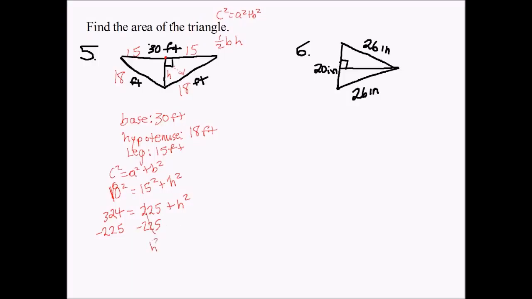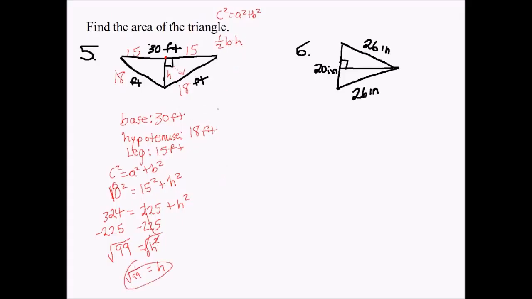I always want to see you cross things out because it makes things a little easier. And then you're going to have here 99. So that means that the square root of 99 is going to be equal to h. Okay, square root of 99. Okay, are we done? No. The only thing we've done is figured out what our h is.